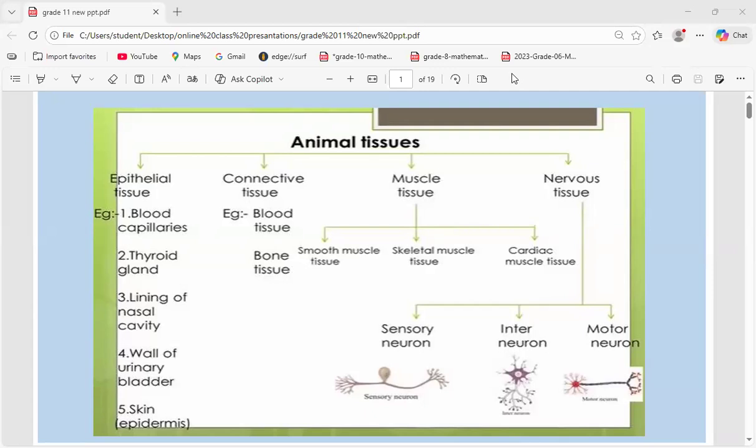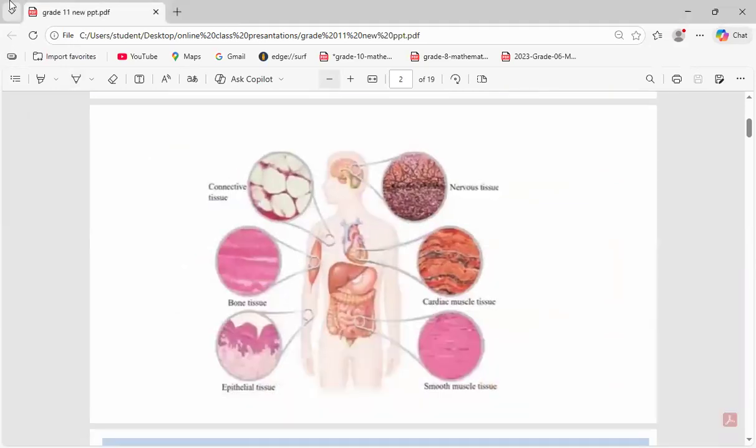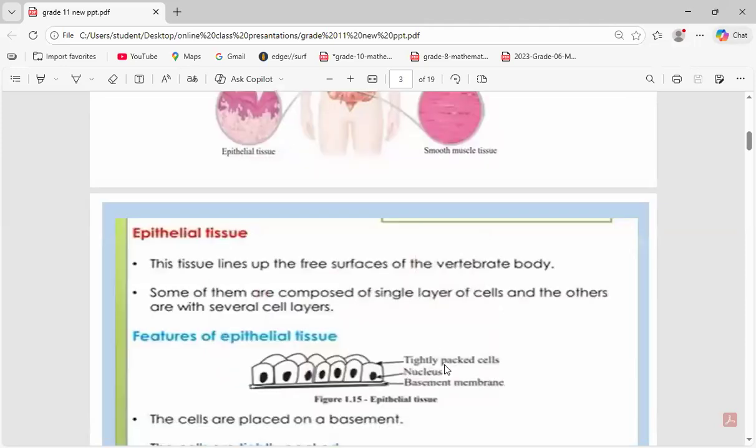And the next one, nervous tissue. Nervous system has three types, and we will study them separately. First, you see the connective tissue has one picture. I think you can see this. Connective tissue means blood and bones. You see, bones are there. And epithelial tissues are on top, the upper layer everywhere is epithelial tissue. And nervous system tissues are there, cardiac muscle tissues are there, and smooth muscle tissues are also there. Now we are going to study the first one.